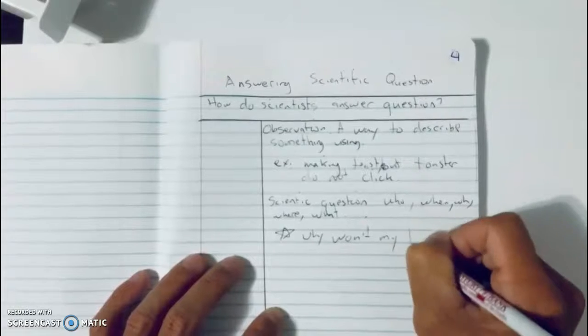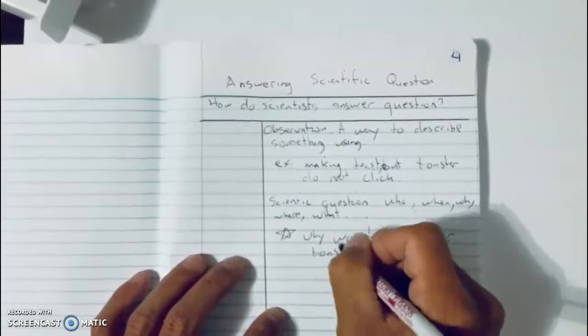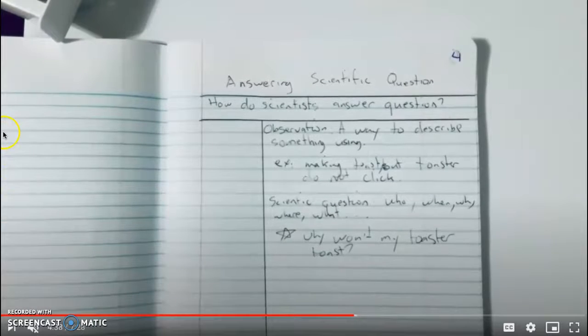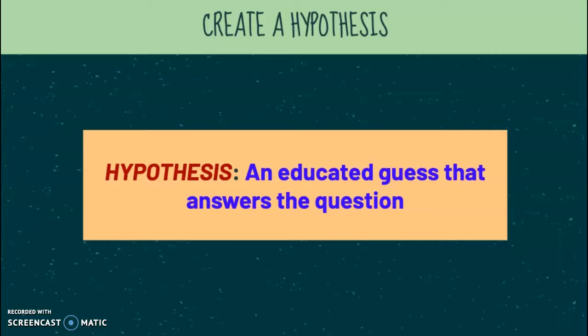So after reading that blue question, why won't my toaster make toast, I would write that down as an example. Examples are really great for people to understand things with because they're so straightforward and clear most of the time. You make your observation and then you create a question. Then you go to make a hypothesis. A hypothesis is often called an educated guess that answers that question.